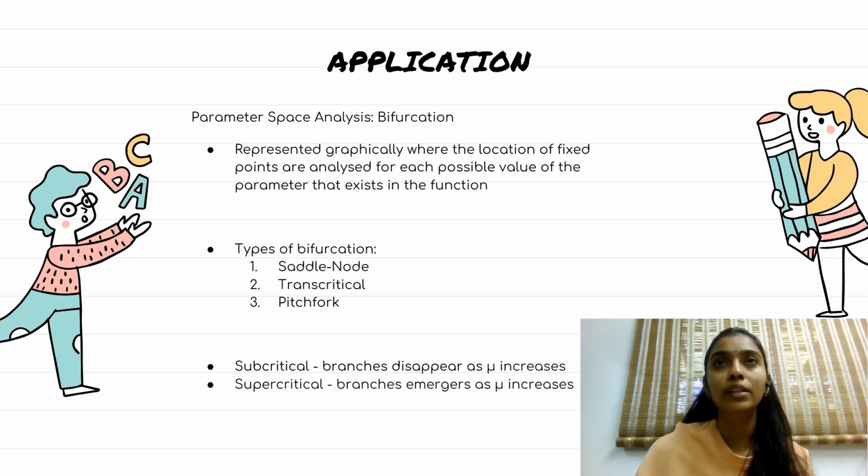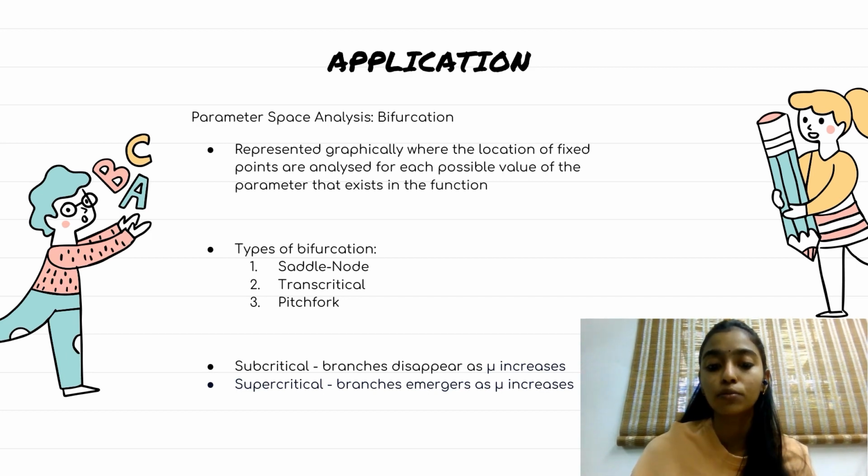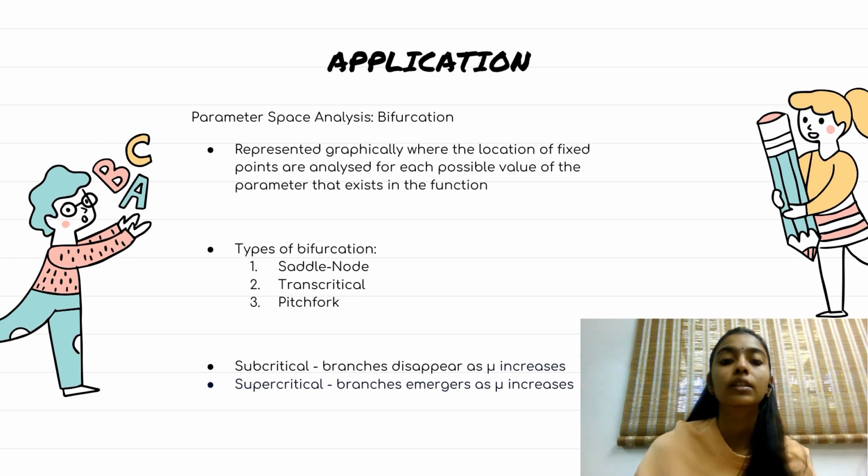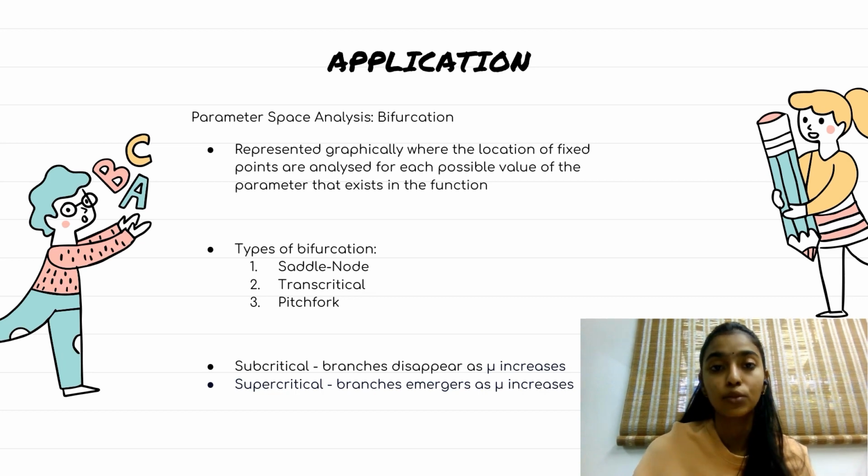So, the main types of bifurcation that exist are saddle node bifurcation, transcritical bifurcation, pitchfork bifurcation, and two of the most popularly known words are subcritical and supercritical. The subcritical refers to the branches that disappear as mu increases, and supercritical represents the branches that emerge as mu increases. So mu here is the parameter that is analyzed.